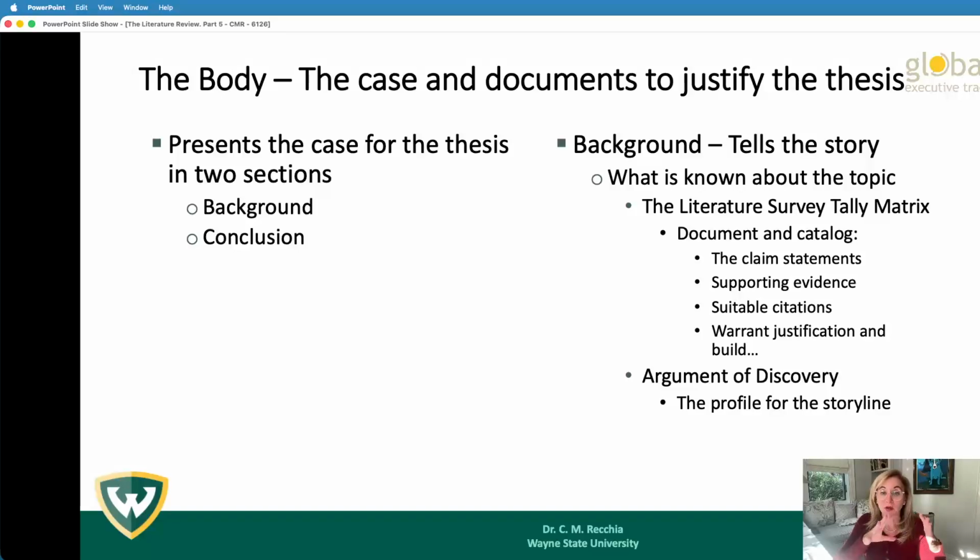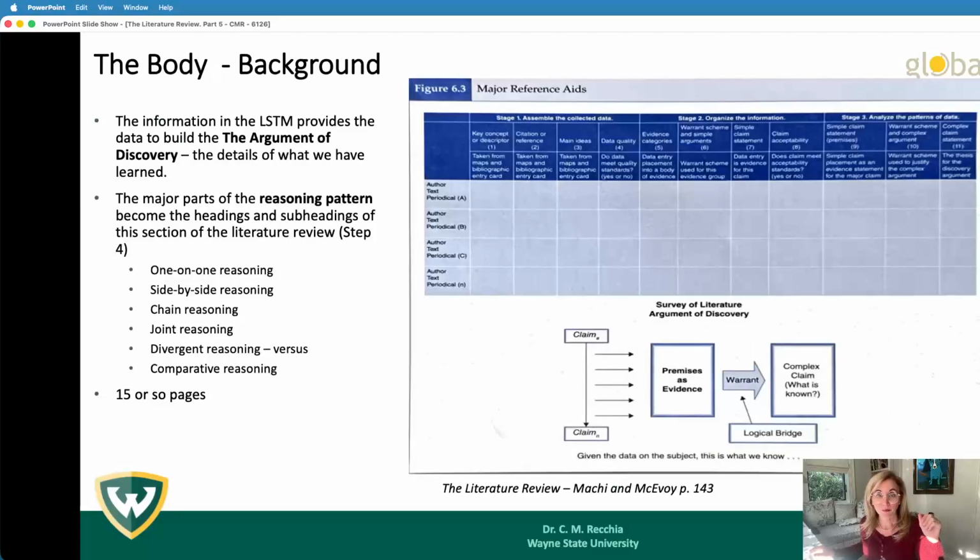So, the background, again, we go over and over this, the whole argument of discovery in this background, which sets up our argument of advocacy, which is our conclusion. So the body of the background, this is like part 2 of it. The information in the literature survey tally matrix provides the data to build that argument of discovery, as I just said, the details of what we have learned.